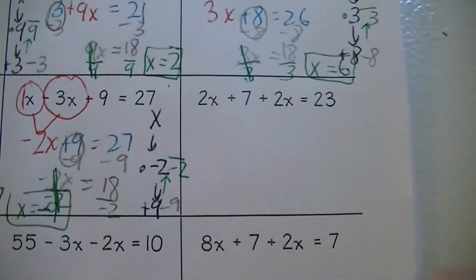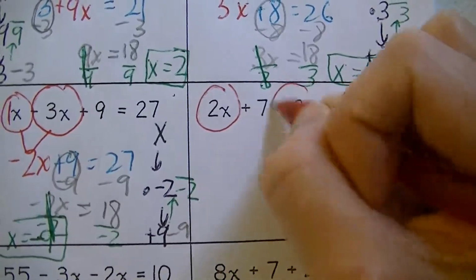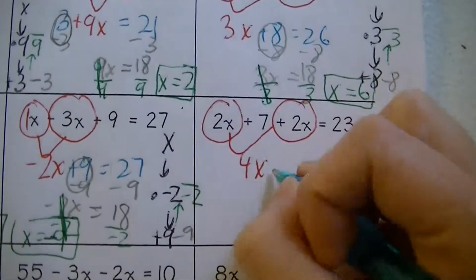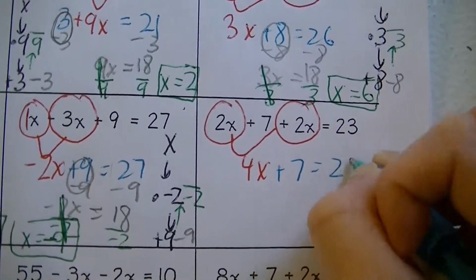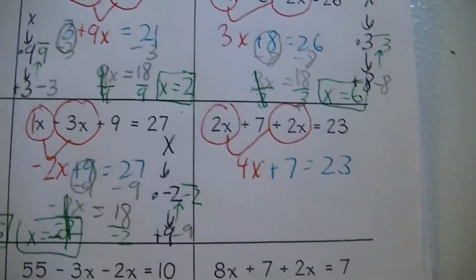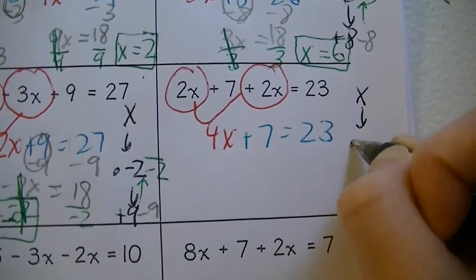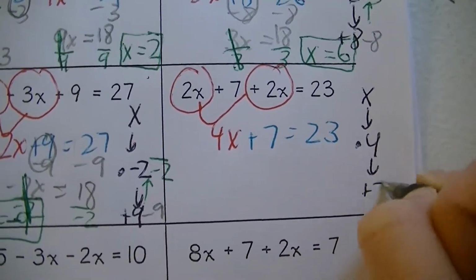Next problem, combine like terms on the same side of that equal sign. 2x plus 2x is 4x. Bring down your plus 7 and your equal sign and your 23. Now you want to build that now that you've simplified it. Start with x, then we multiplied it by 4, then we added 7.